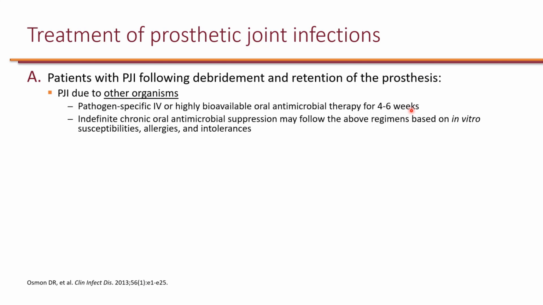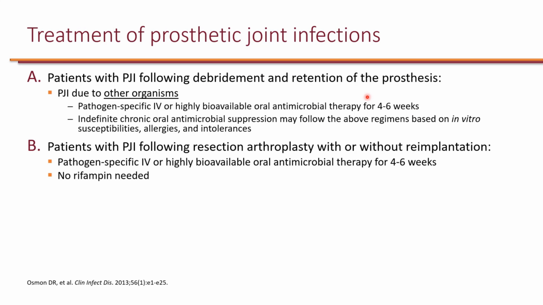Now, the treatment that I have discussed so far was assuming that the patient received debridement and retention of the prosthesis. Now, if the patient receives resection arthroplasty with or without reimplantation, this basically means that the source of the infection is removed, so all of the biofilm is removed. For these patients, rifampin is not needed because there is no biofilm. By resection, basically the source has been removed. And then pathogen-specific IV or highly bioavailable oral antimicrobial therapy will be needed for 4 to 6 weeks.